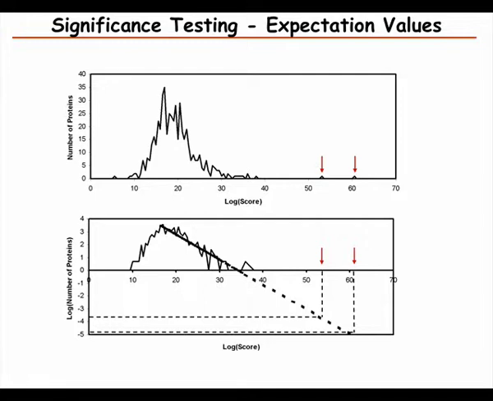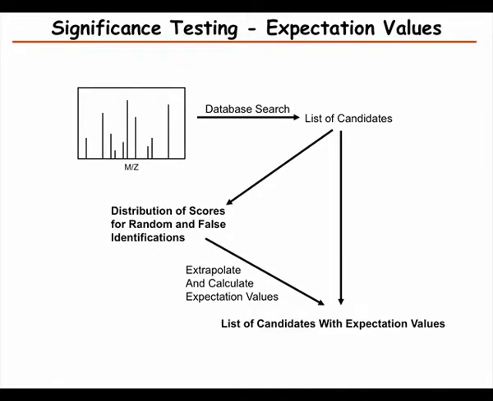So this was about identification. Here the main worry is how we distinguish random from non-random identifications. And then finally, when we have this distribution of random and false identifications, we can assign either expectation values, or we can set false discovery rate cutoffs. So the identification is just the first step.